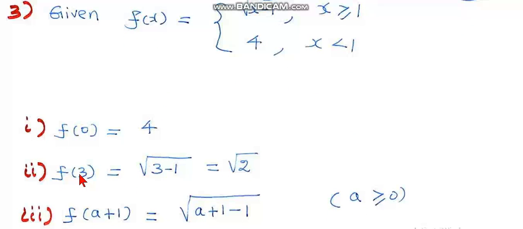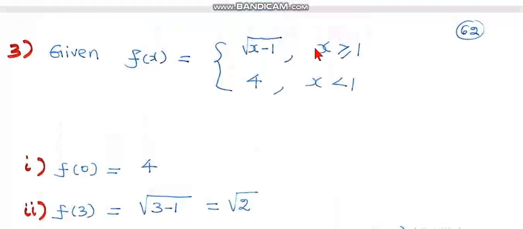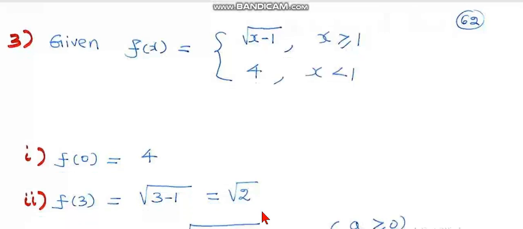Then what is f of 3? 3 is greater than 1. So we have to take f of x equal to root x minus 1. That is root of x is 3, 3 minus 1. So root of 3 minus 1, that is root 2.